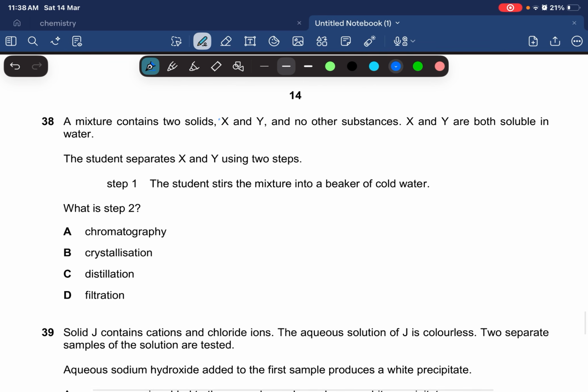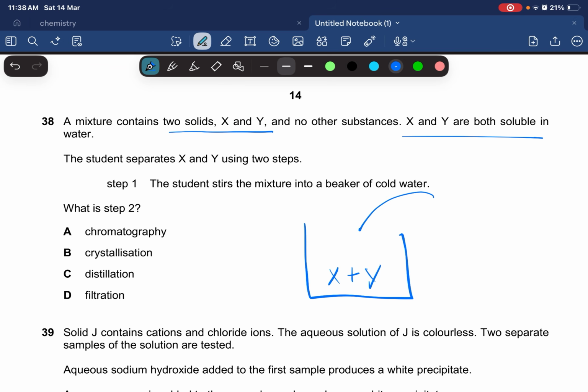A mixture contains two solids, X and Y, and no other substances. So we only have a mixture that contains only X and Y and no other substances. X and Y are both soluble in water, so we can add H2O, which is water, to it. The student separates X and Y using two steps. Step 1, the student stirs the mixture into a beaker of cold water. What is step 2? So both are soluble in water. Both have dissolved in water.